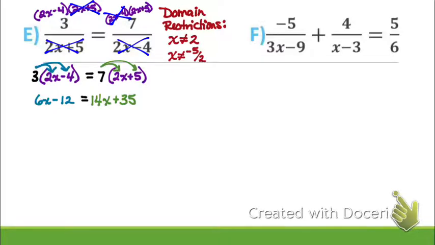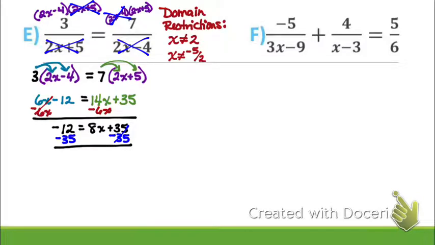I'm going to get my x's to the same side. I normally like to keep my x's positive, if at all possible, so I'm going to subtract 6x from both sides. If you like your variables always to be on the left, and so you subtract 14x from both sides, that's fine. You're going to get the same final answer. I like to keep it positive because the less I have to mess with negative signs, the less chance there is for me to make a silly mistake. And then I'm going to subtract 35 from both sides.